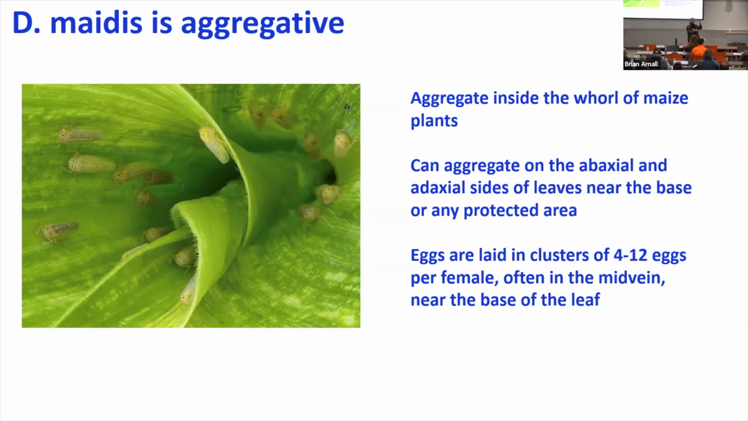This is a nice photo because it shows two color morphs. I just want to point this out. Here's a lighter tan color, yellowish form. Here's an older leafhopper. The older they get, the darker they get. Okay, so bright yellow to tan, darker tan.